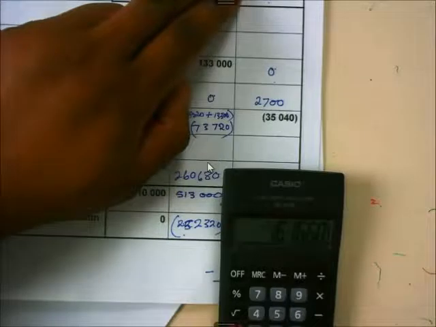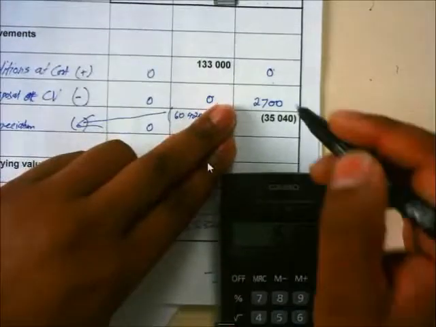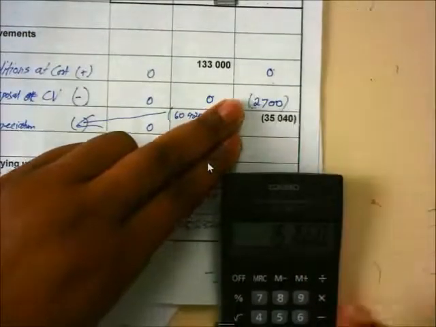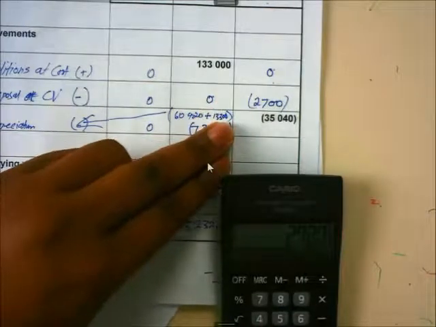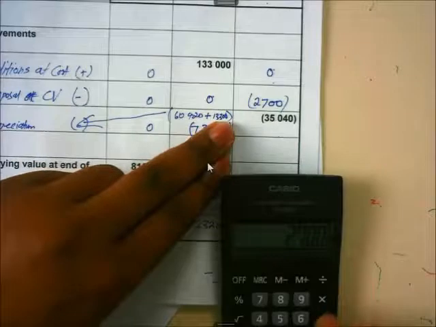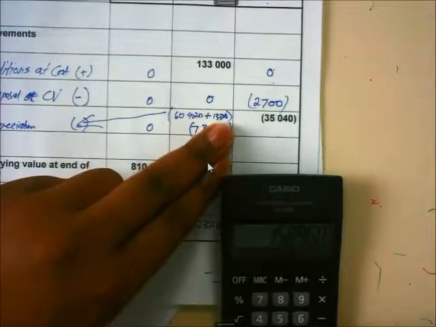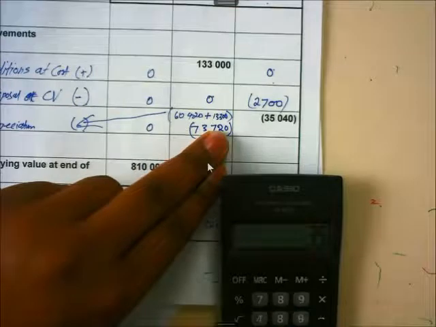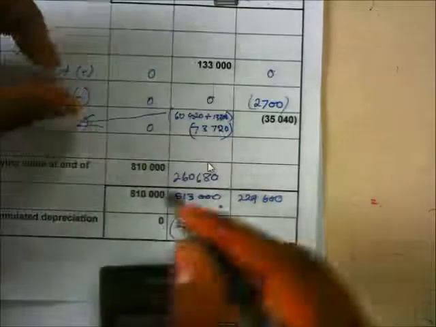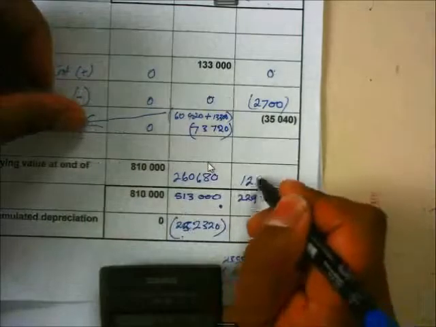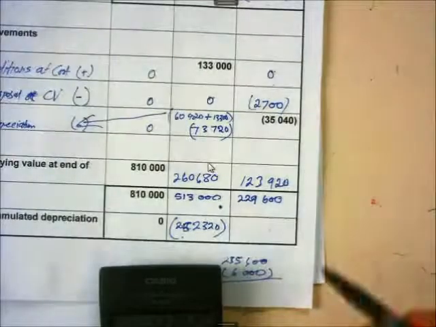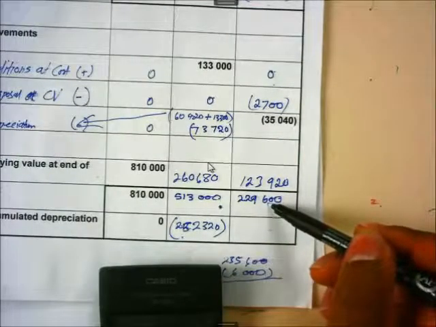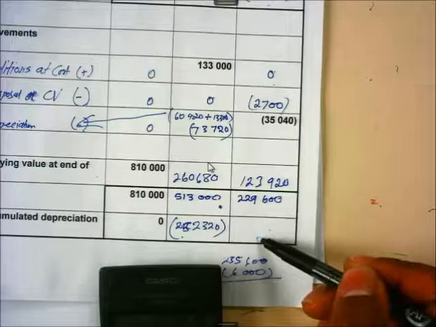The simplest way is to take the carrying value at the beginning of the year, 161,660, subtract disposal at carrying value, subtract depreciation for the year, and that will give us our carrying value at the end of the year of 123,920.